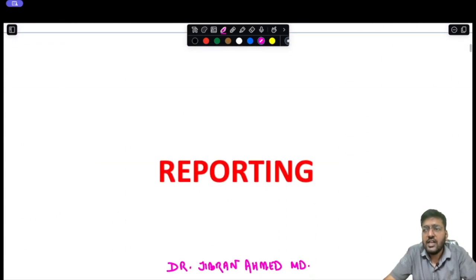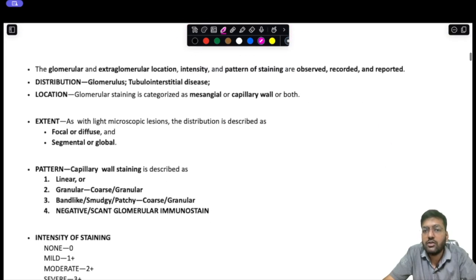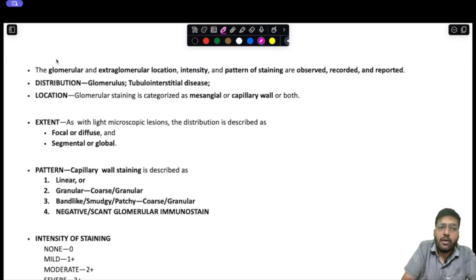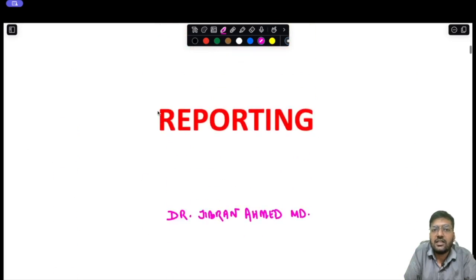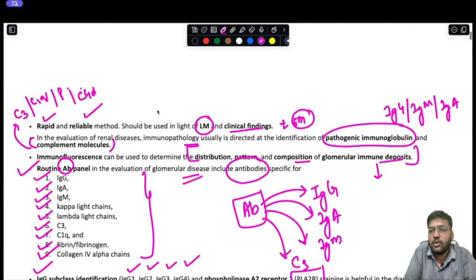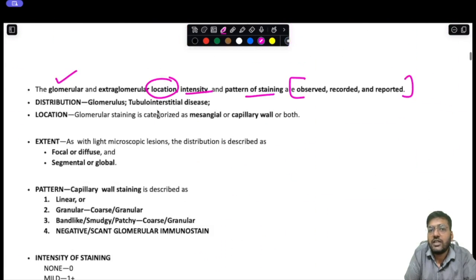So reporting. Whenever you have to report the immunofluorescence report for a renal biopsy or for a glomerular disease, there are certain norms that you have to follow. So what are those norms? Let us see. The glomerular and extraglomerular location, the intensity of the deposits, the pattern of staining should be observed, recorded and reported. As I was telling you, immunofluorescence is helping us in the location, distribution, pattern, composition of these deposits. So over here we have to mention everything.